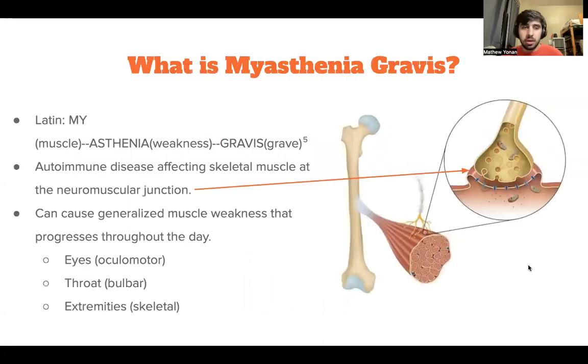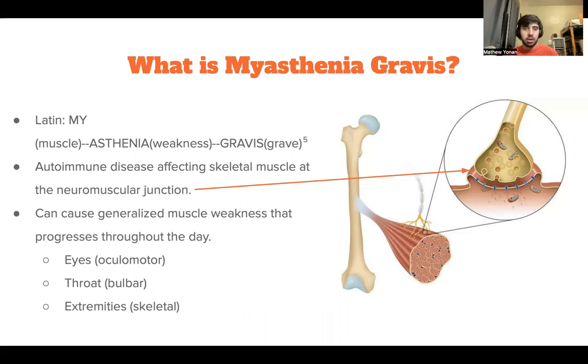So, what is myasthenia gravis? Breaking down the actual words, myasthenia gravis, we can see the origin is Latin. The "my" part stands for muscle. The "asthenia" part stands for weakness, and then the "gravis" stands for grave or serious. So altogether, it's a serious muscle weakness.